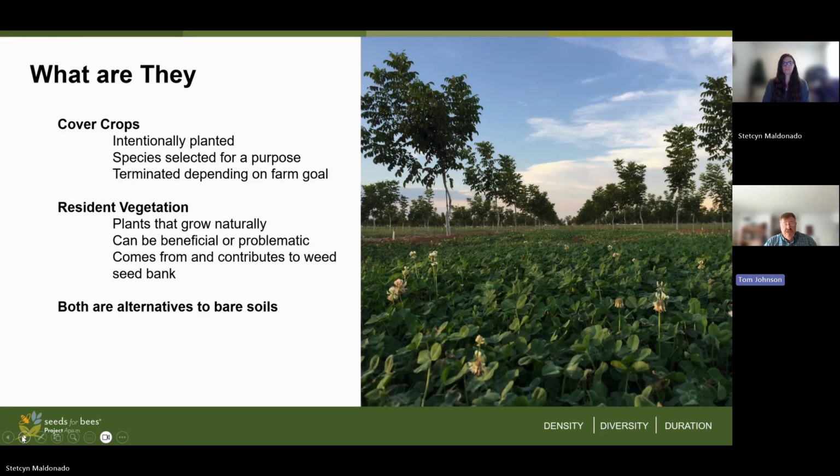Resident vegetation are plants that grow in the wild, that would normally naturally be there. They can be beneficial or they can be problematic, and they come from and contribute back to the weed seed bank in the field. Both are alternatives to having bare soil, which is something that we really want to avoid for several reasons.